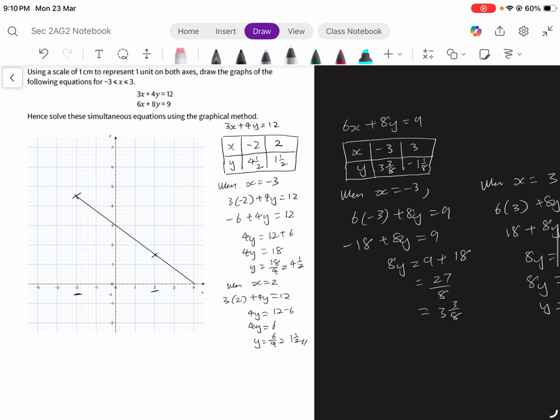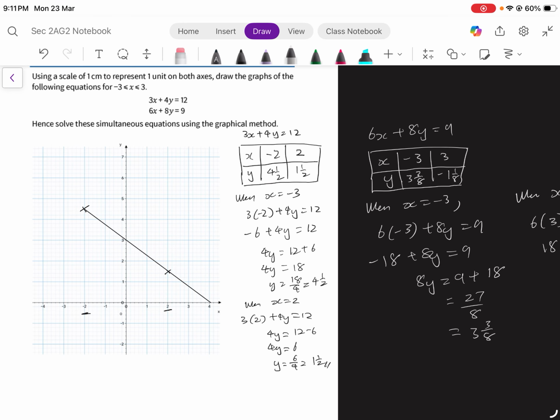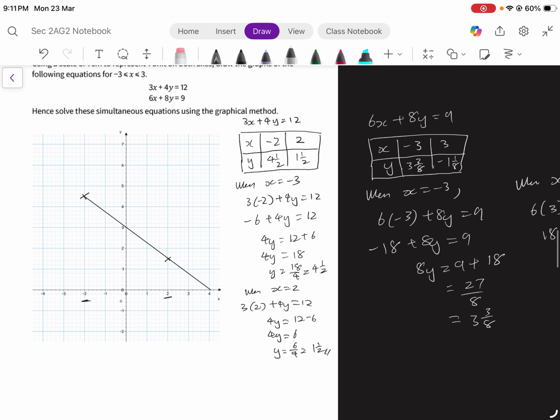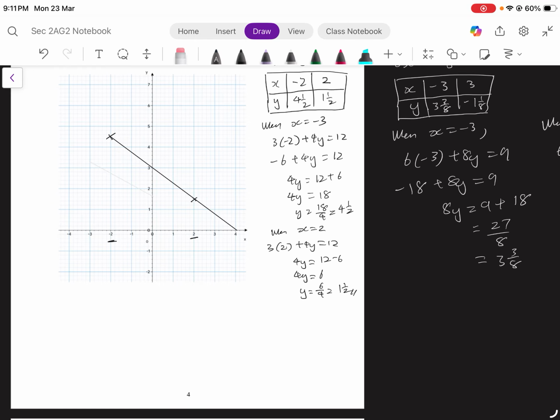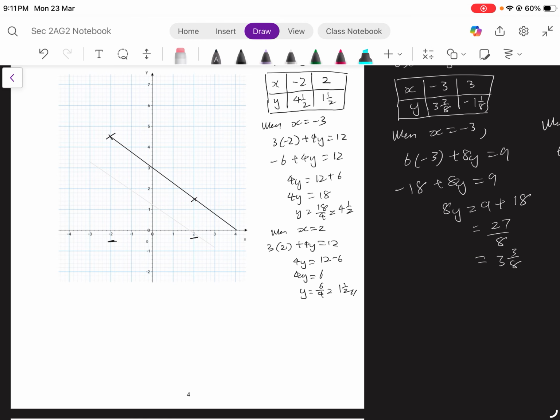Okay, so I will have 3 and 3 over 8 and minus 1 and 1 over 8. It's going to be hard for me to draw this graph, but let's give it a try. 3 and 3 over 8 will be roughly here, I think. And I go all the way to minus 1 and 1 over 8, roughly around here.